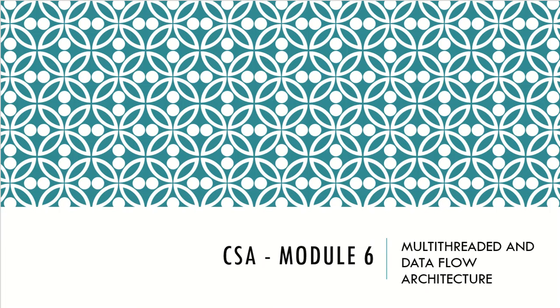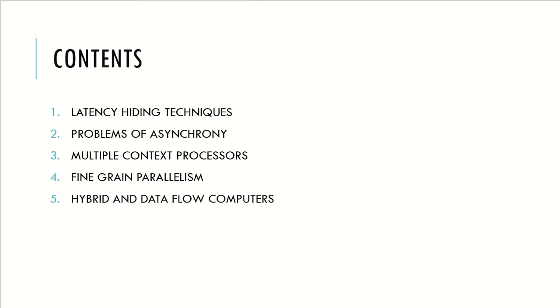Today we will be starting with the sixth module of computer system architecture, and in this module we are going to see some of the various multi-threaded computers as well as data flow computers and how their architecture is being built. So moving quickly through the contents of this particular module, you can see we have five major topics.